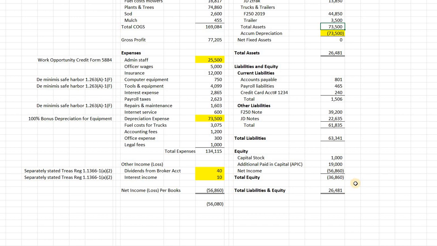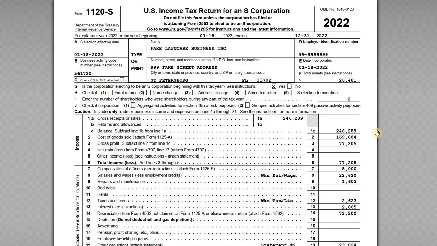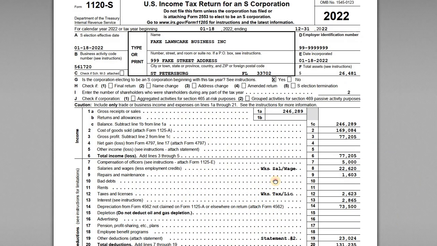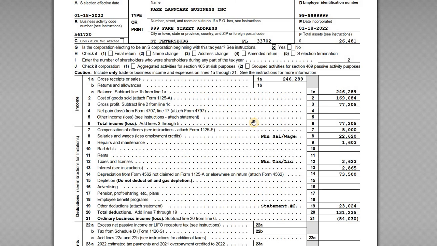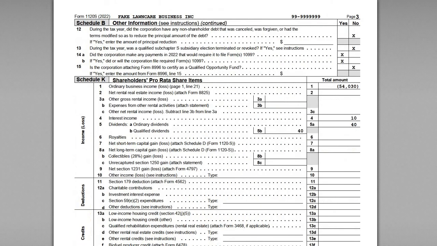All right, so let's have a look at these items down here. So remember, similar to partnerships, S corporations have certain things that have to be separately stated. So in other words, they can't be included in page 1. So on page 1, we report the ordinary trade or business income and expense of the company. So for separately stated items such as interest, dividends, they cannot be included in page 1. They have to be separately stated on Schedule K.